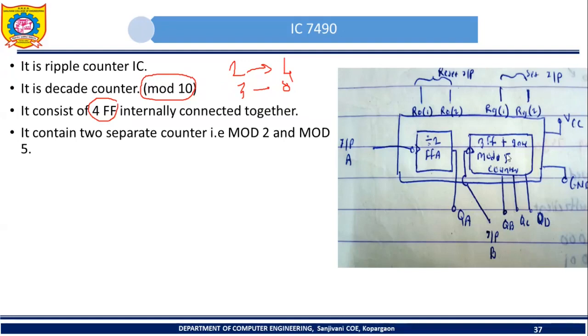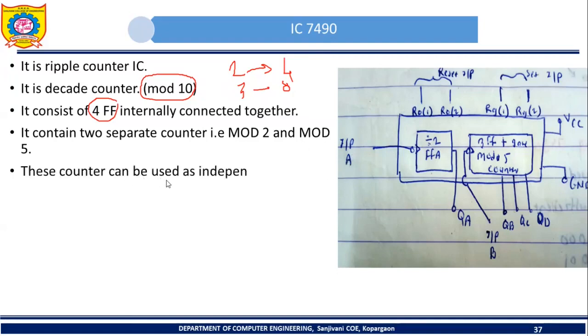Now how many outputs will the mod 5 counter have? 2 outputs or 3 outputs? By using 2 outputs we can represent only 4 states. Here we have 5 states, so we will require 3 outputs, and those outputs are labeled as QB, QC, QD. Okay, so I hope now it is clear to you that 7490 contains 2 separate counters, mod 2 and mod 5.